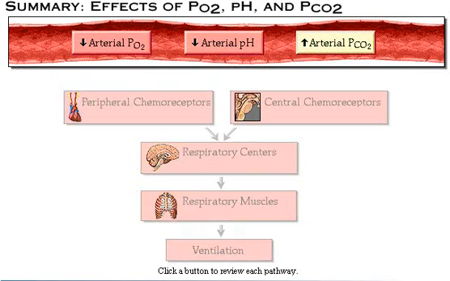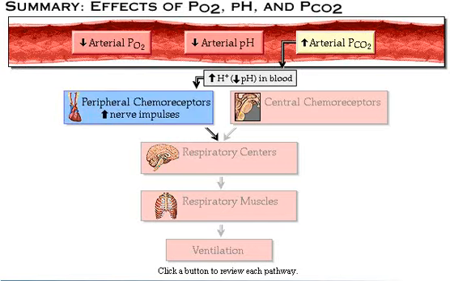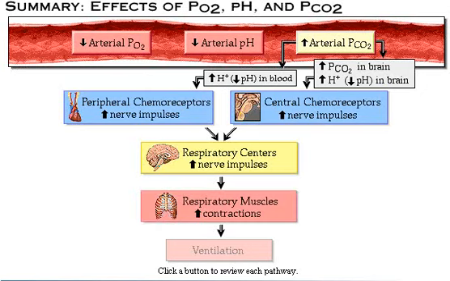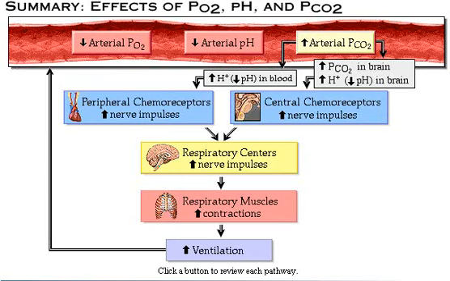An increase in PCO2 leads to a decreased pH in the blood, which stimulates the peripheral chemoreceptors to send more nerve impulses to the respiratory centers. In addition, the increased PCO2 leads to a decreased pH within the brain. This stimulates the central chemoreceptors to send more nerve impulses to the respiratory centers. The respiratory centers send more nerve impulses to the respiratory muscles, which increase breathing rate and depth. More carbon dioxide is exhaled, returning the PCO2 and pH to normal levels.